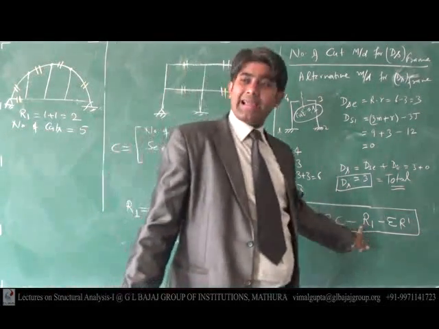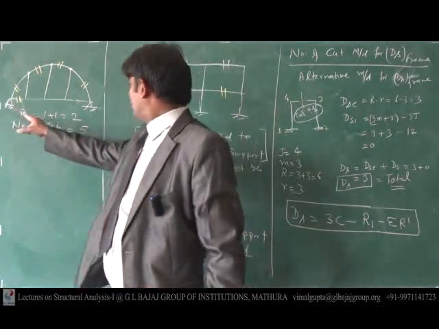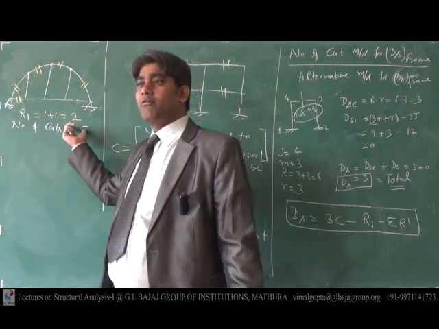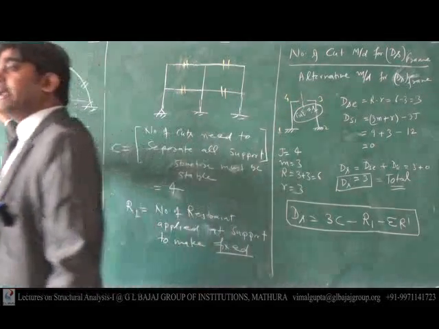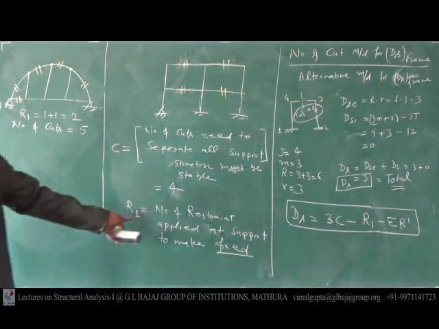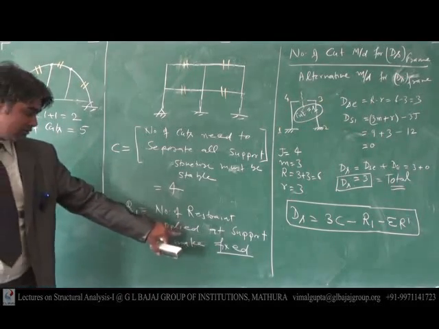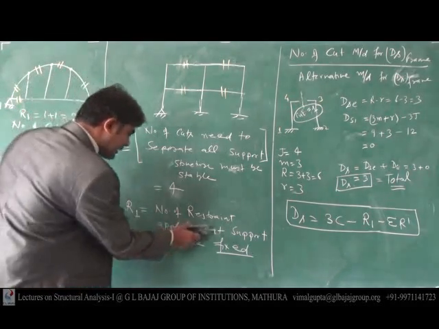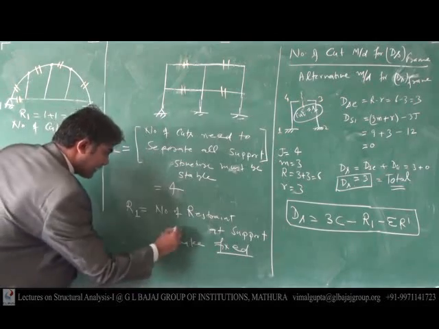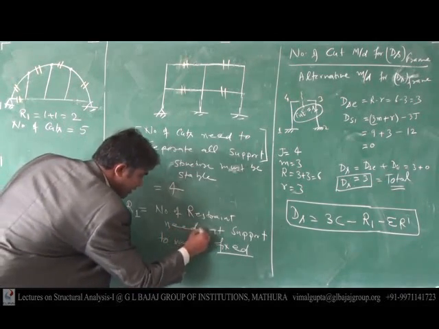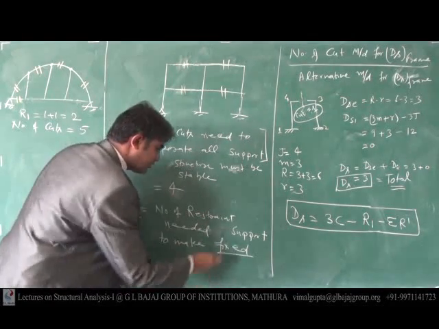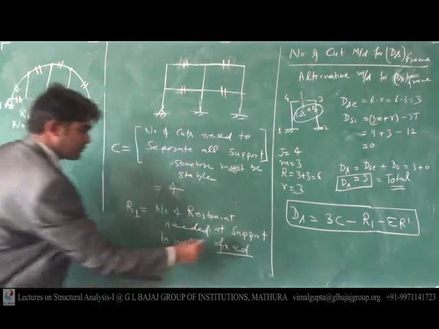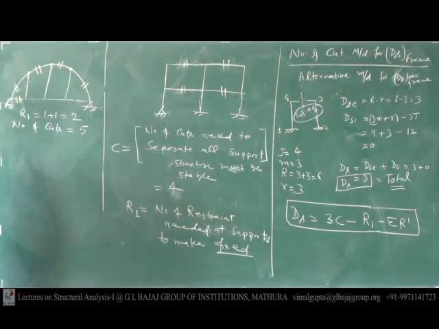The value of R1 I have told you: the number of restraints needed at the supports only. Instead of applied, make it needed. Number of restraints needed at supports to make it fixed. Clear?